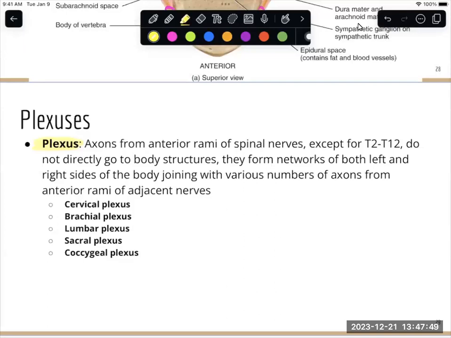So all of our nerves except T2 to T12 will form some form of plexus. T2 to T12 just wrap around the trunk, so they don't go directly to your arms, your legs, your diaphragm. So we're going to go through all of these different plexuses, and we'll go through some of the main nerves off of these plexuses that you need to know.